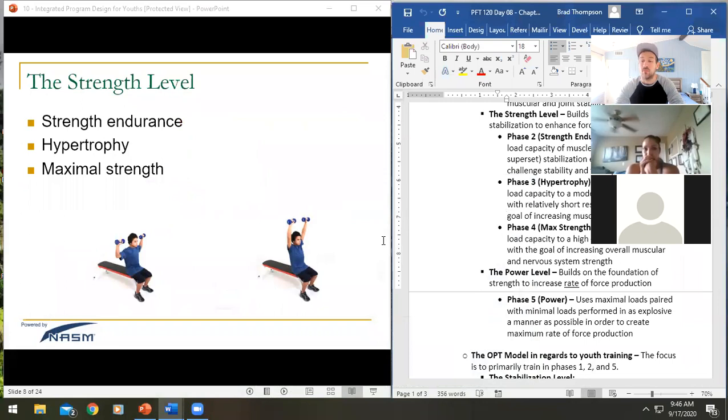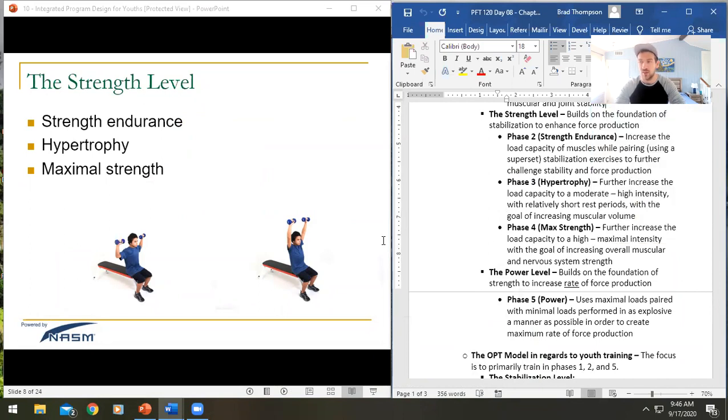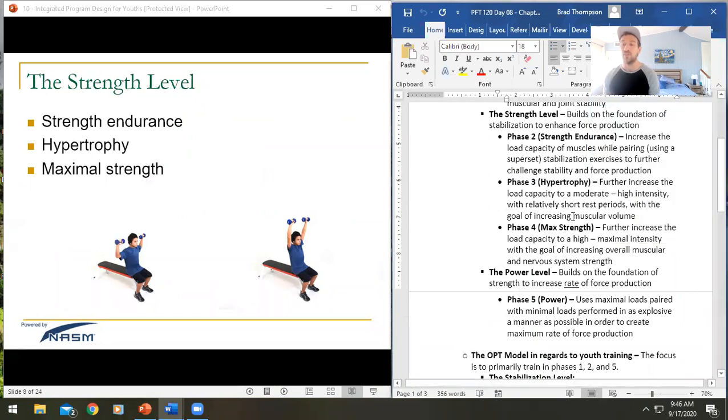So that's the strength level in general. Now let's look at each of these individual phases. There are 3 phases within the strength level. It's building a foundation of stabilization, and it's all about force production. So strength endurance, hypertrophy, and maximum strength.